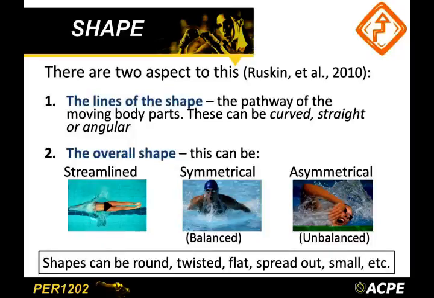There are two aspects to this. The lines of the shape, the pathway of the moving body. So curved, we're talking about the arms of the discus thrower, straight or angular. Okay, the overall shape can be streamlined, symmetrical, which means balanced, so both halves of the body are equal, or unbalanced and asymmetrical. So when we're doing things like throwing a ball, we're in an asymmetrical shape. As it says, shapes can be round, twisted, flat, spread out, etc.